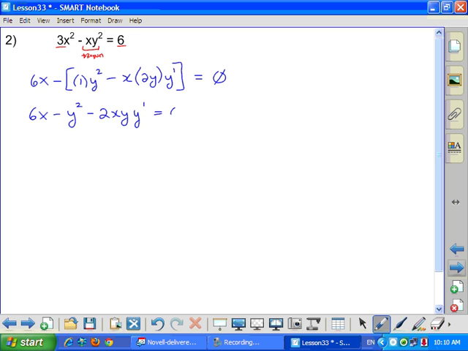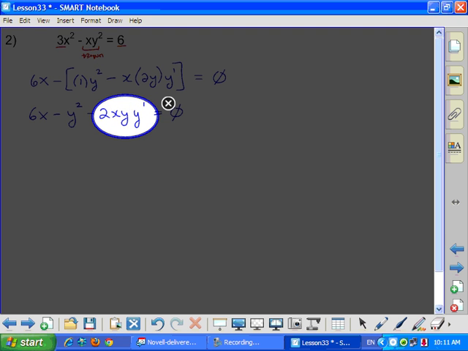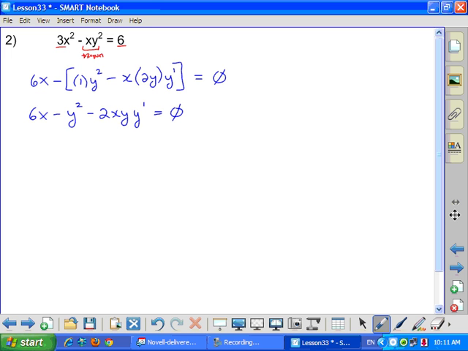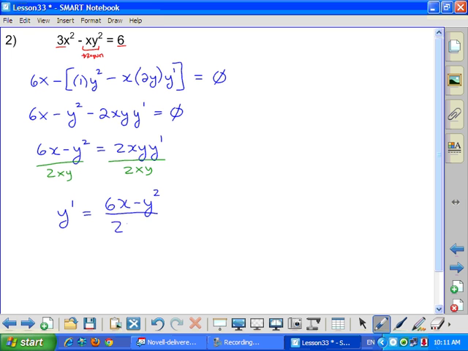Now the only reason sometimes I prefer not to use the y prime is because if you get like me, you get a little silly with your pen here, and sometimes you forget the y prime and so on and so forth. So dy by dx kind of forces you to remember. I'm going to solve for y prime. So I'm going to move that term to the other side. So 6x minus y squared equals 2xy y prime. I want to find the slope, so I'm going to divide by 2xy. So y prime, the slope of the tangent line, is simply going to equal this. There we go. Final answer.